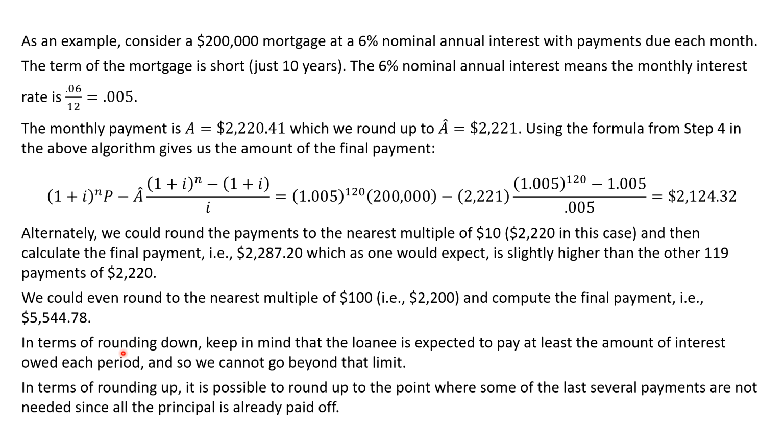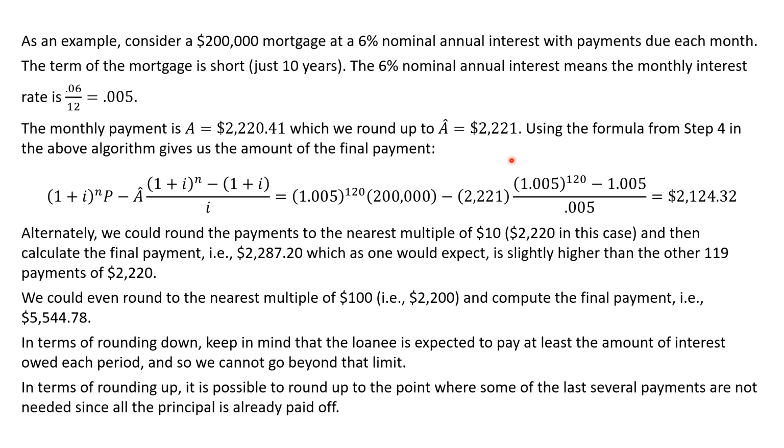Okay, so in terms of rounding down, keep in mind that the loanee is expected to pay at least the amount of interest owed each period. So you can only drop down so much before you violate the agreement. And rounding up, you have a different issue. You may actually have zero for not just your last payment, for several payments.